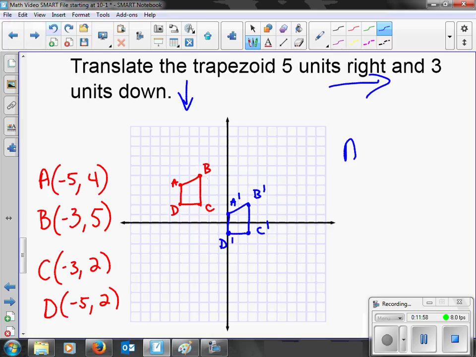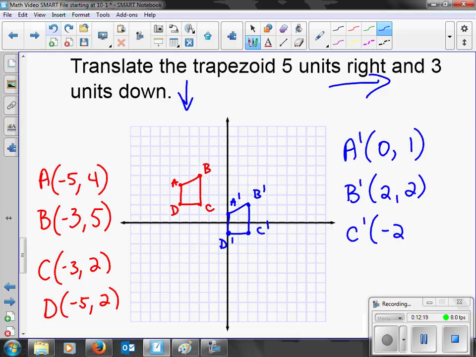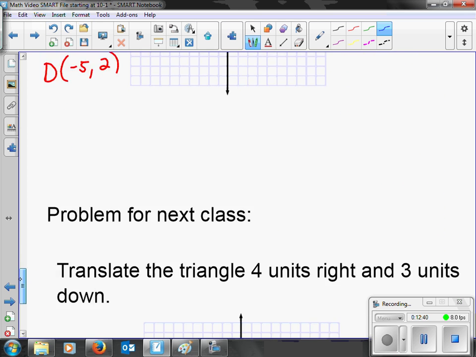Okay. And again, A prime coordinate is on the y-axis, so it's 0, comma, positive 1. B prime is 2, comma, 2. C prime is negative 2. Nope. Now I'm just being silly. 2, comma, negative 1. There we go. And D prime is on the y-axis, so it's 0, comma, negative 1. Okay, and if you're getting confused about how to find your coordinates, then you need to review how to count on a coordinate plane.